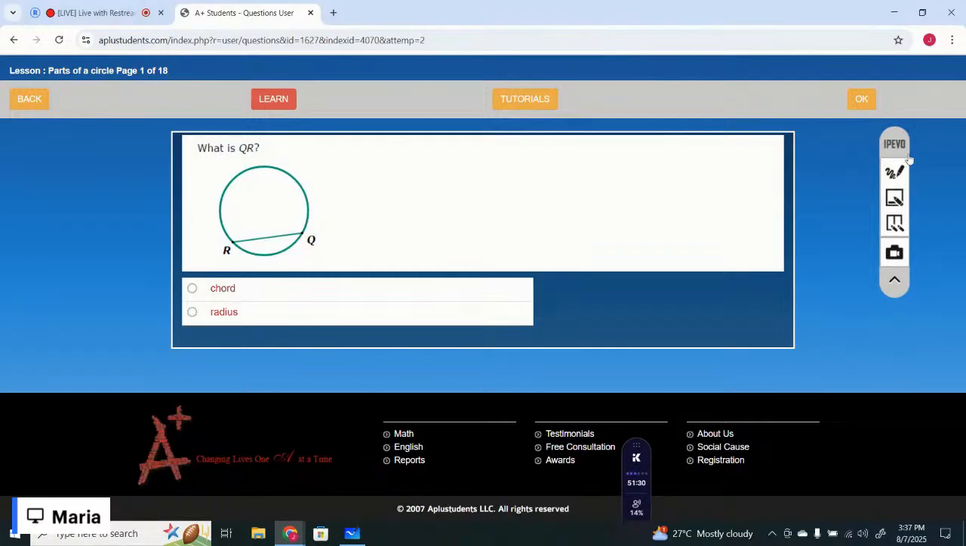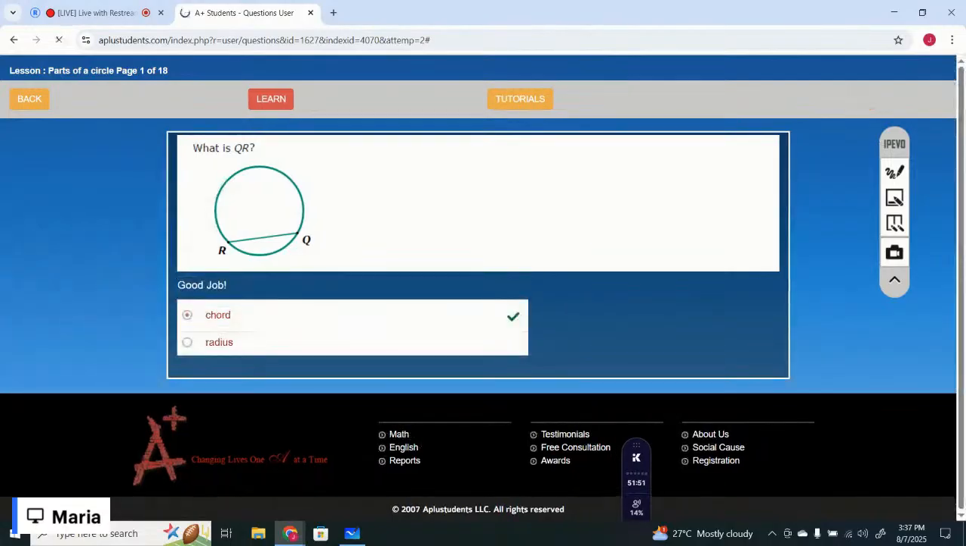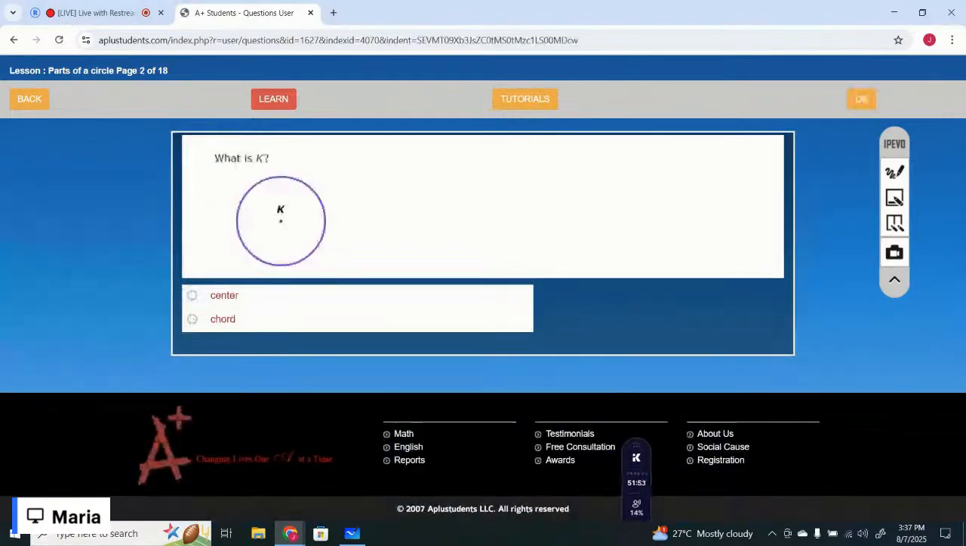What is QR? QR is the chord, a line that touches the circle at 2 points but does not pass through the center. So that is the chord. What is K? K is the center of the circle. Option number one is the correct option.